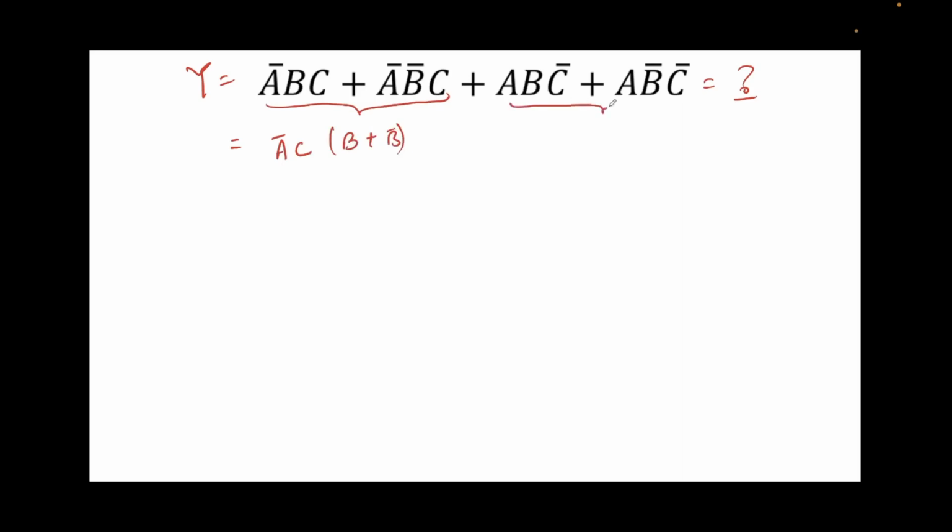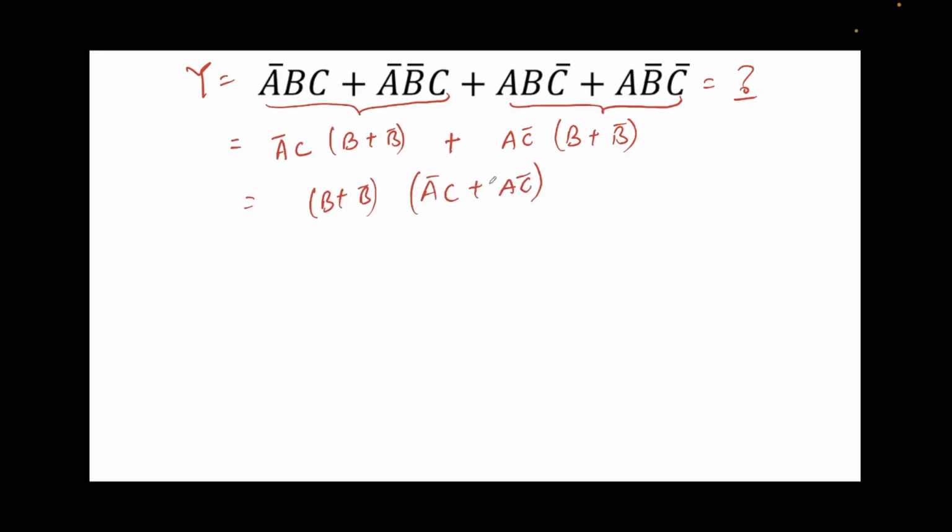Similarly, from the last two terms, I can take AC bar as common. Note, AC bar is common in the last two terms. So I take AC bar common, and what's left is B plus B bar. That's all that's left. Now, from these two terms, I take B plus B bar as common. Note that B plus B bar is common to both. And what would be left? A bar C plus AC bar.